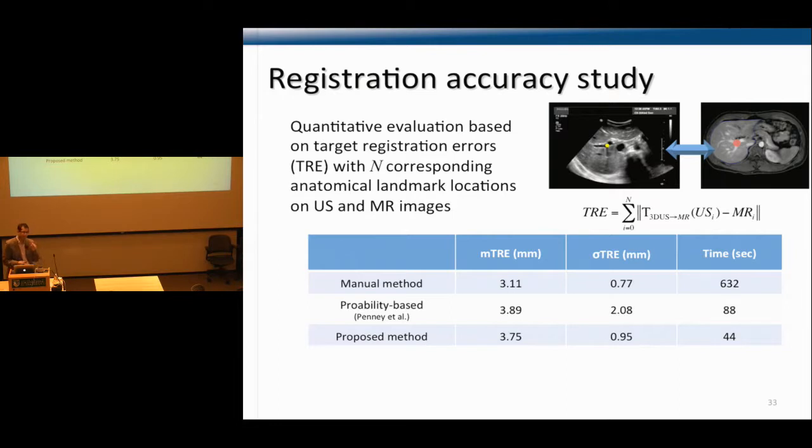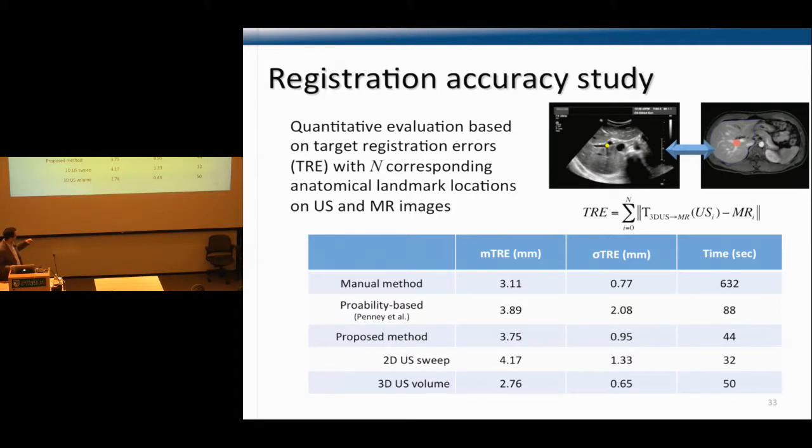The question is, is the time that you're saving worth the accuracy that you're losing? So here you're losing maybe 0.6 millimeters, which in some cases is sufficient to go ahead with the procedure. What's interesting also is that if we separate the results between 2D sweeps and 3D ultrasound, we see almost a drop of, not twice, but we have a 2.76 TRE error in 3D ultrasound compared to 4.17 in 2D sweeps. So really you introduce a big error when you ask the interventional radiologist to do a sweep, which will significantly increase the error of registration.